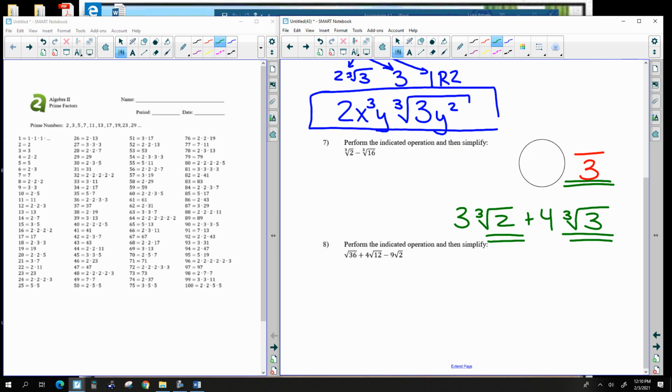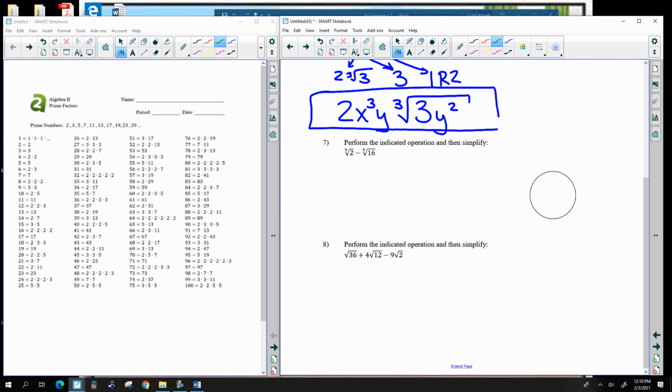Okay. So how the heck do I do problems like the one I have written here in number 7? I notice that right now, the roots are not the same. I have a third root of 2, and I have a third root of 16. They are not the same. I cannot add those together. How am I supposed to do this problem?